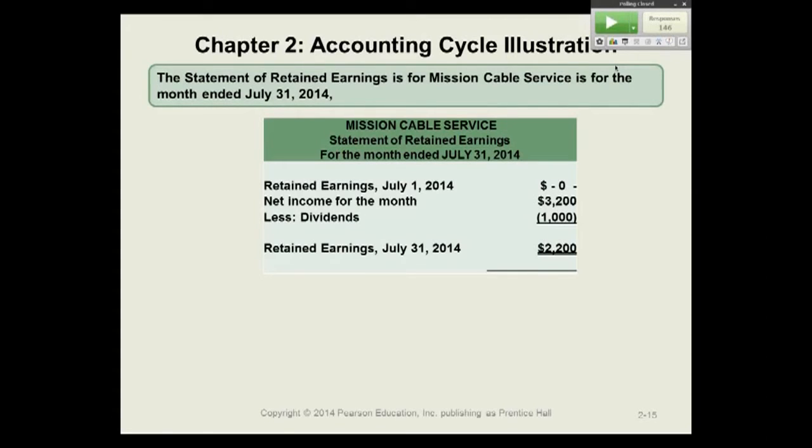Are there any questions so far? Is anyone uncomfortable? Have any questions? Yes? So if you were to do another statement of retained earnings, it would say retained earnings August 1st, 2014, and it would say 2,200. Exactly. So the question is, if I brought you another month and I get you at August 31st and I want you to come up with the retained earnings statement on August 31st, your opening retained earnings balance is going to be 2,200. Exactly.